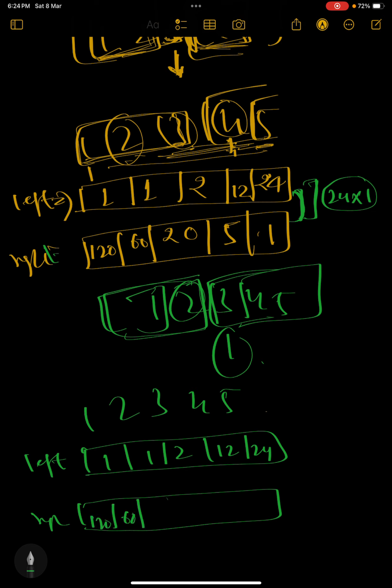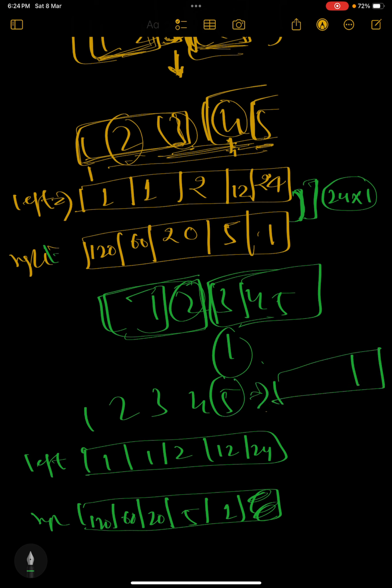120, 60, 25 and 1. Leave this. Okay, so for 5 what should be the answer array? The answer array should be, for this, 24.